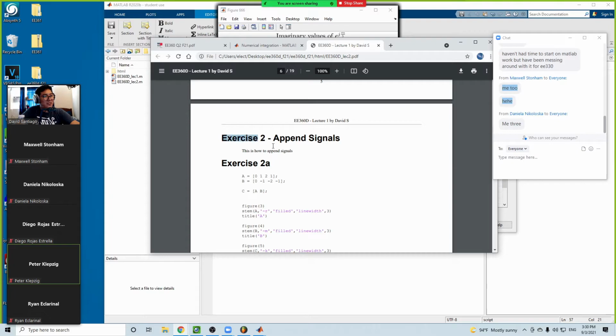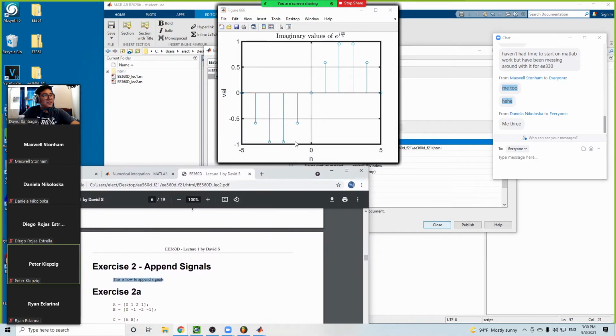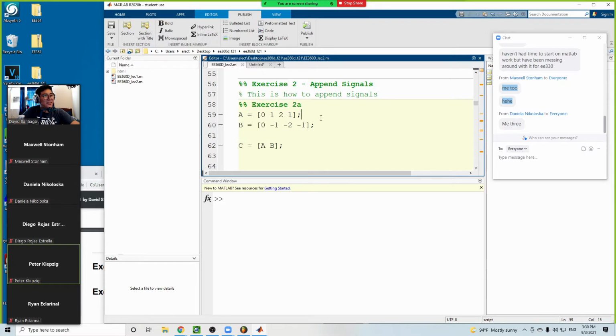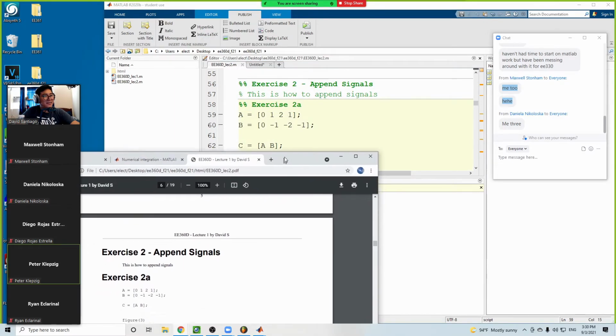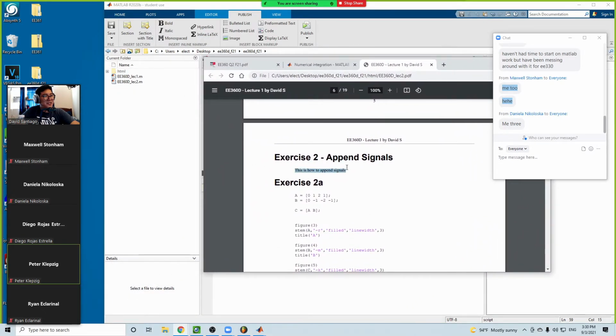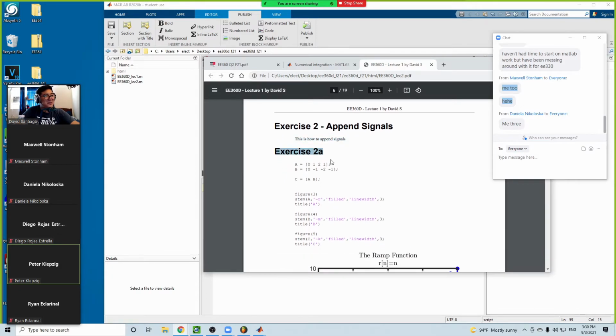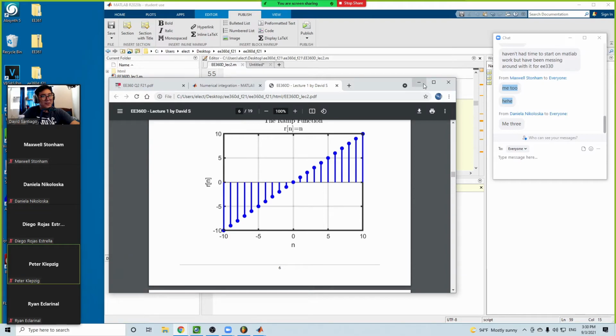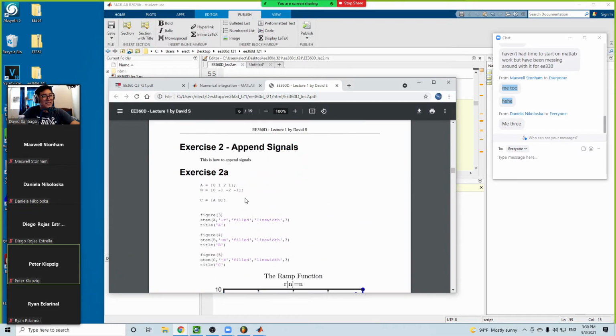Then, remember that new section I did? Exercise 2, append signals. And then, let me go down here. See this? If you do this format right here, you get the following. This is how to append signals, and then exercise 2A. So organized. This is what I expect from everyone, to try to do this like it's easy.